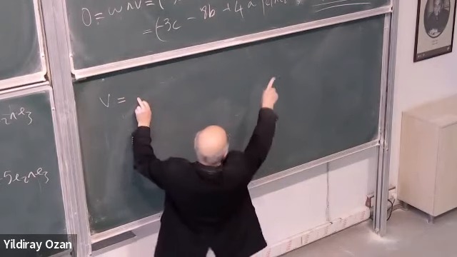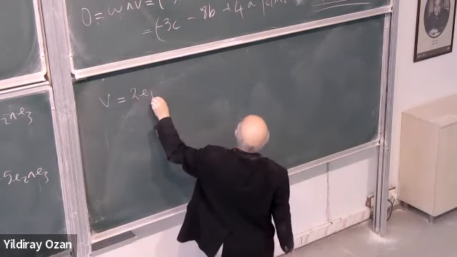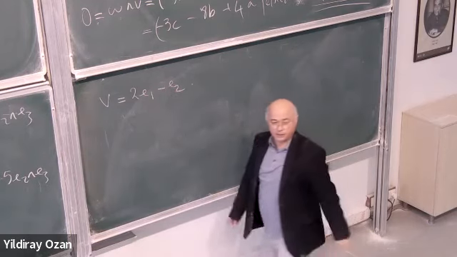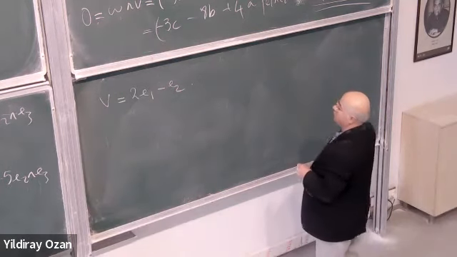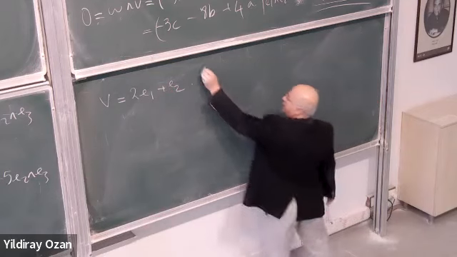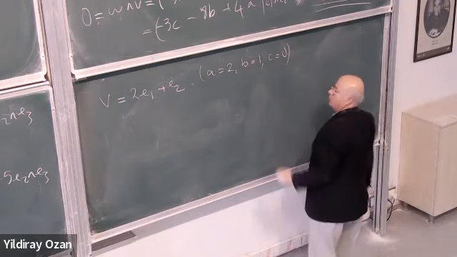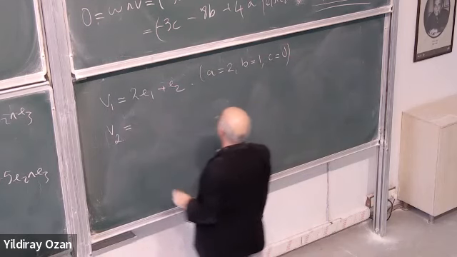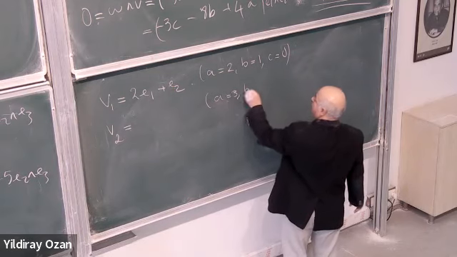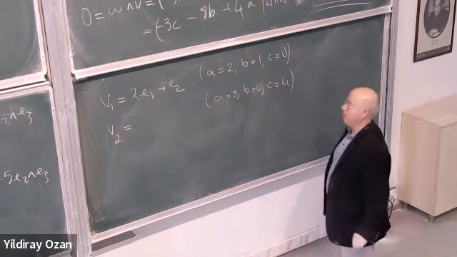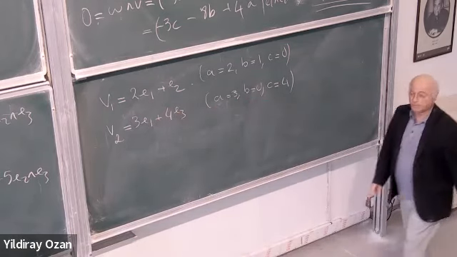V is what? Ne dedik? Yani 2 tane E1, bir tane E2, 0 tane E3. So this is one vector. Can I find another one? Artı olacak. Evet. So A is 2, B equals 1, C equals 0. This is one solution, another solution. Ne yapabilirim? A'ya 3 verelim. B'ye 0 verelim. C'ye 4 verelim. So 3E1 plus 4E3. Okay.